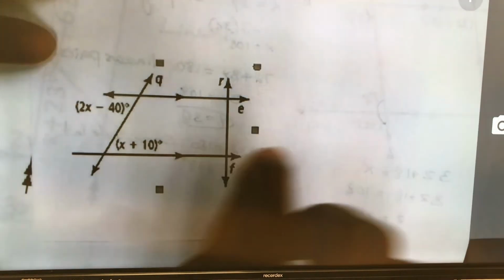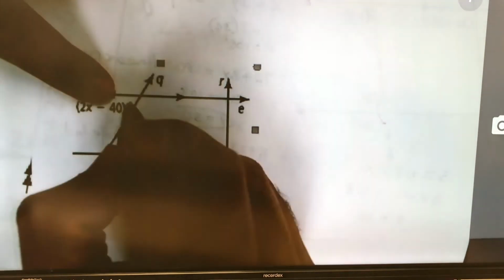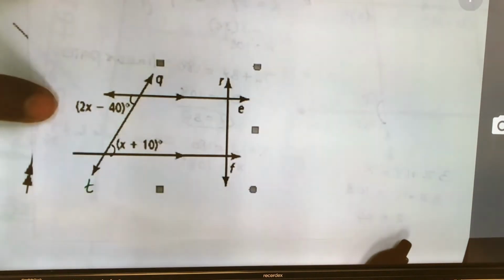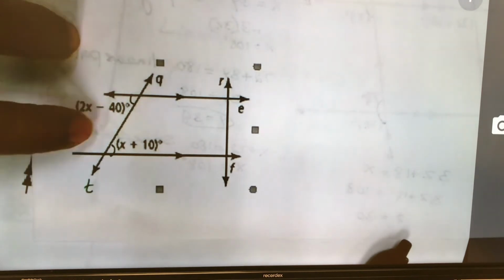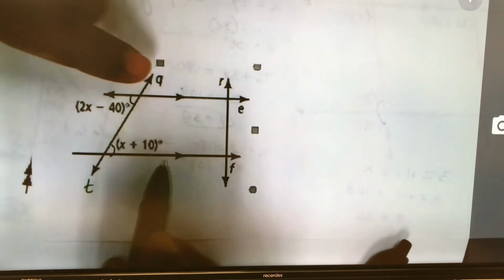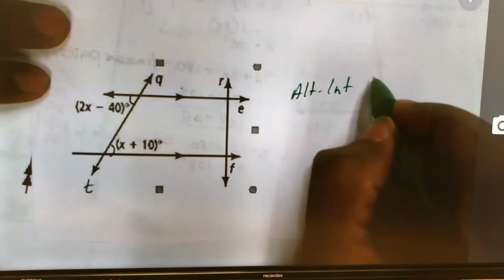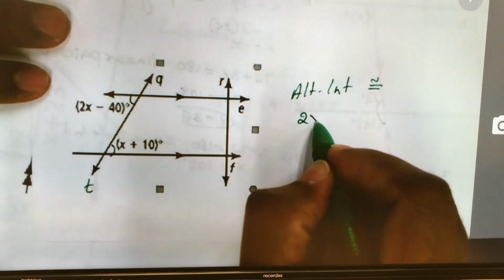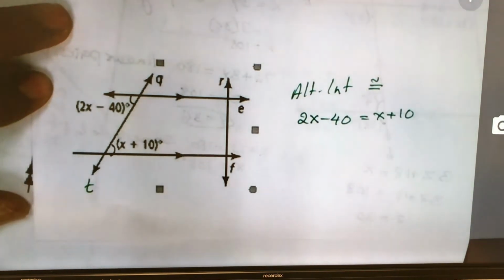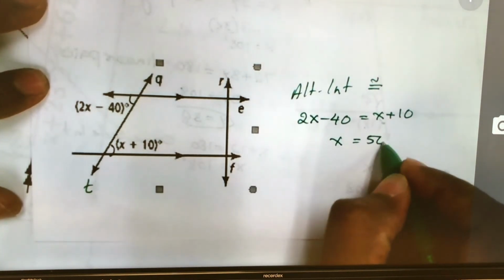Okay, so these two are the parallel lines, and this is the common line for both angles. So think about what type of angles they are. They are on both sides of the transversal, so they are alternate, and inside the parallel lines, so they are alternate interior. They are congruent, so you can set up the equation 2x minus 40 is equal to x plus 10, and solve for x. You get x is equal to 50.